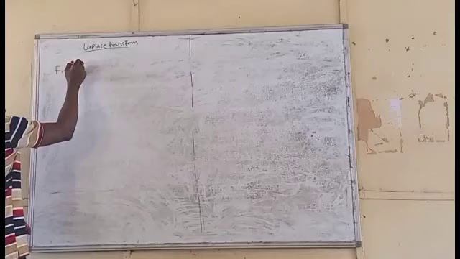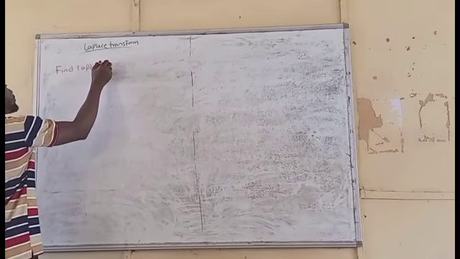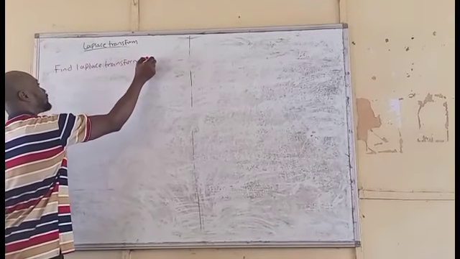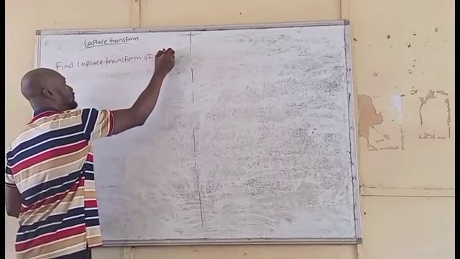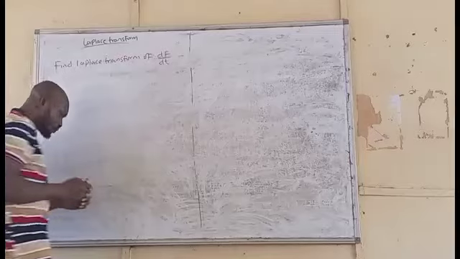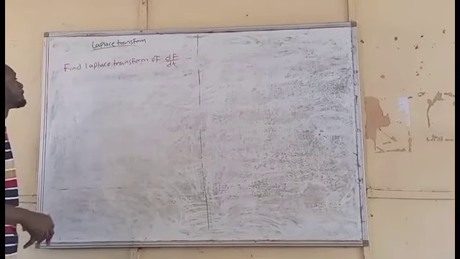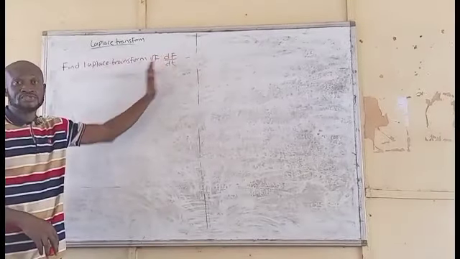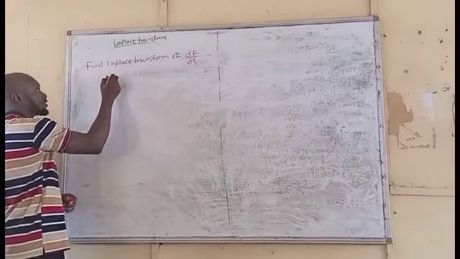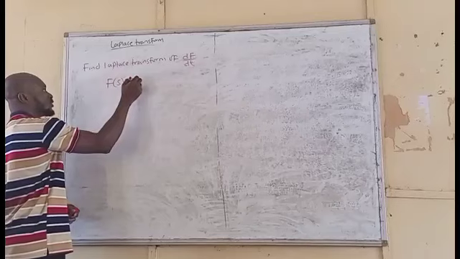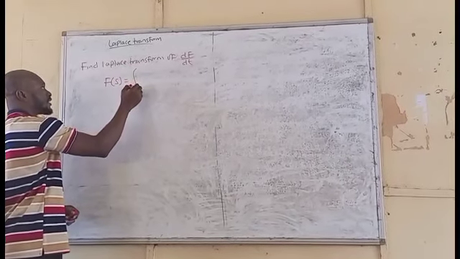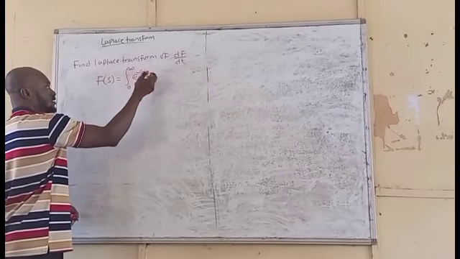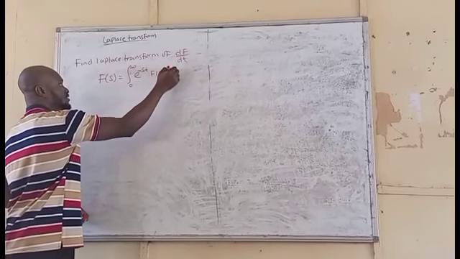So they said, find the Laplace transform of df over dt. So this is df over dt, first order. So now I can obtain the Laplace transformation of this df over dt using the Laplace equation. So the Laplace equation now is F of s equal to the integral from 0 to infinity, then you have your exponential raised to power of minus st, then you have your f of t times dt.